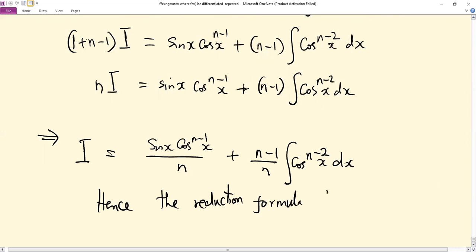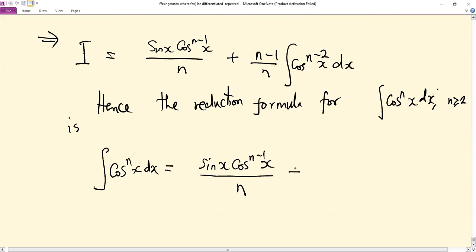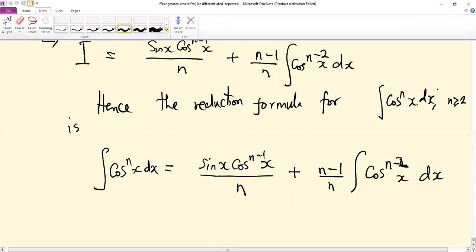for the integral of cos power n x dx, when n is greater than or equal to 2, is: the integral of cos power n of x dx is given by sine x cos power n minus 1 x divided by n plus n minus 1 over n integral of cos power n minus 2 x dx. So that's the first part of the question.